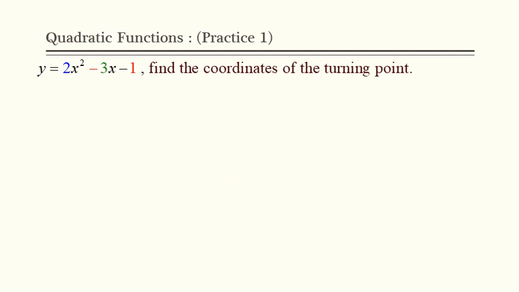Let us now practice one question. Given the function y equals 2x squared minus 3x minus 1, find the coordinates of the turning point. Start by completing the square for the quadratic function. Pause the video here and write your solution before comparing answers.